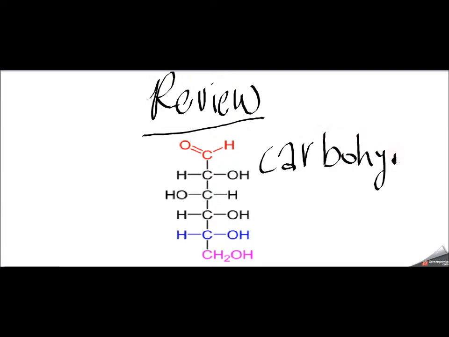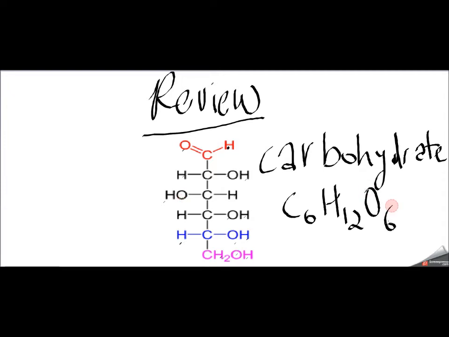Now, how would you know if something is a carbohydrate? You count. Let's look at the number of carbons in this molecule. There's 6 carbons, so C6. How many hydrogens we got? 1, 2, 3, 4, 5, 6, 7, 8, 9, 10, 11, 12. 12 hydrogens. And how many oxygens? 1, 2, 3, 4, 5, 6. C6H12O6.